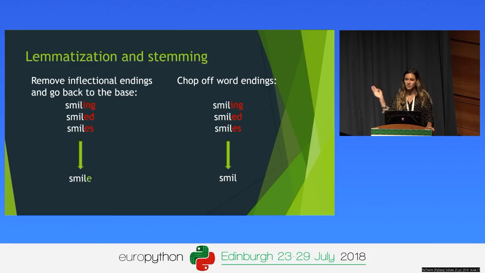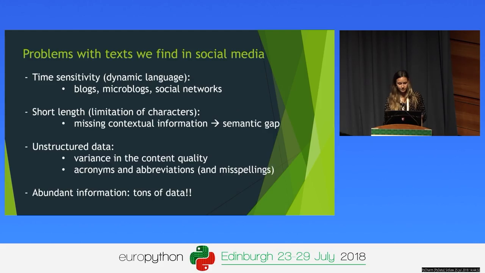Stemming is easier because you just chop off word endings, so you don't need the dictionary. You can just have a small list of endings, and then you chop them off and it's over. So what are the problems we find in text in social media?